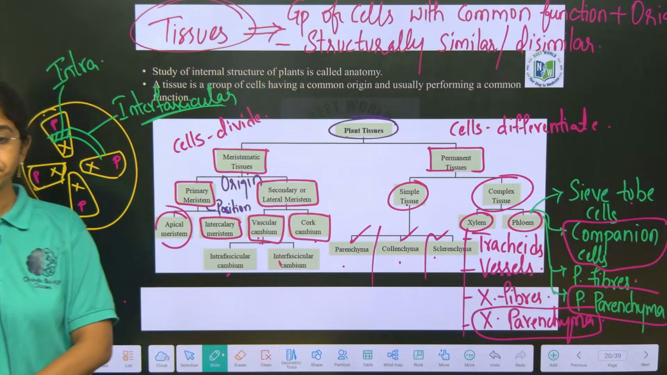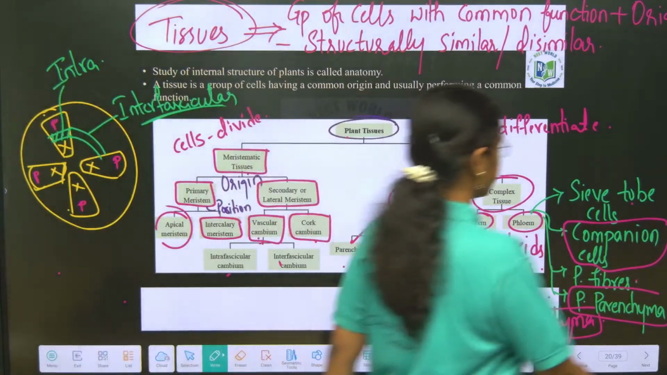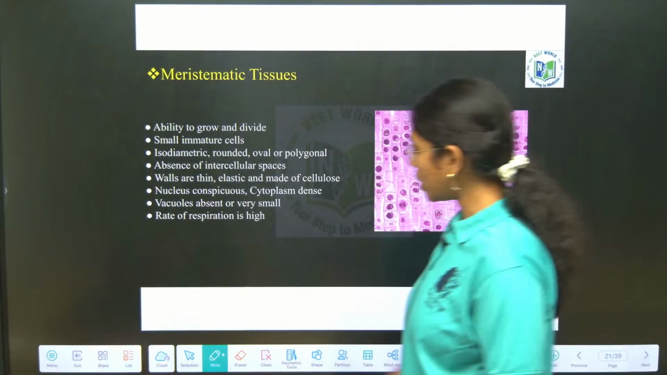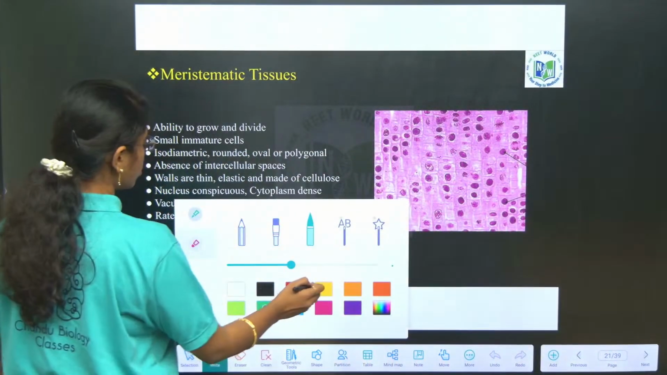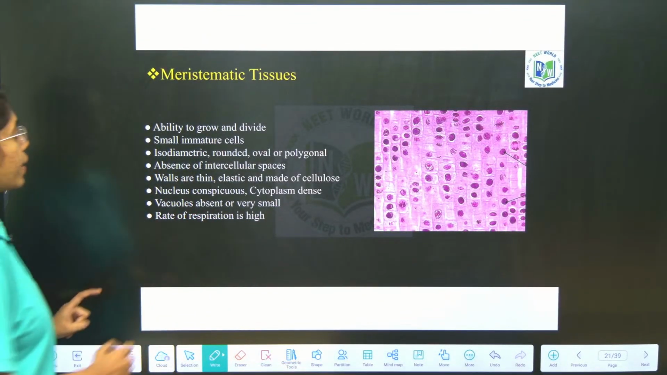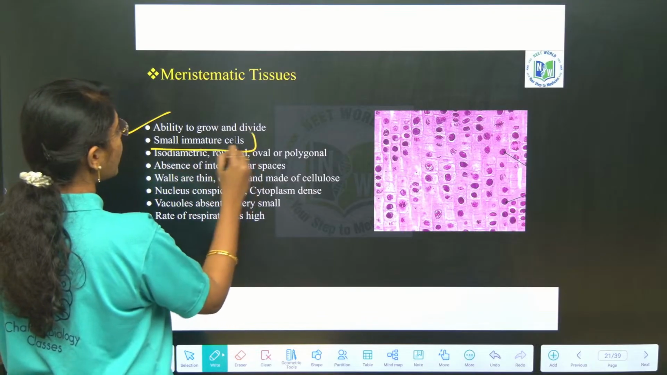Done? Next you see the characteristic features of a meristematic tissue. Characteristic features of meristematic tissue. First is the ability to grow and divide continuously. These are small immature cells.